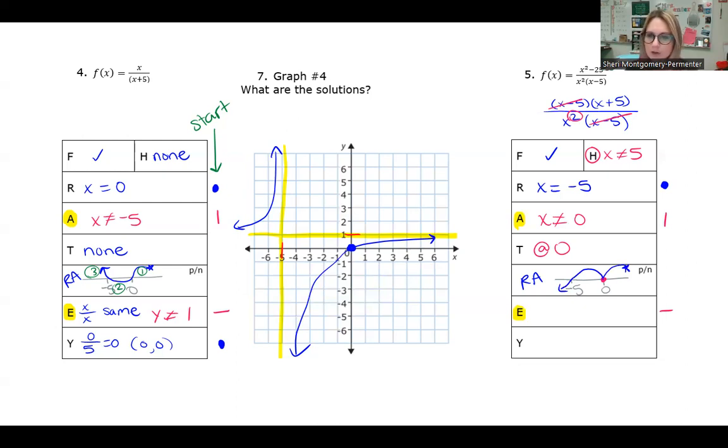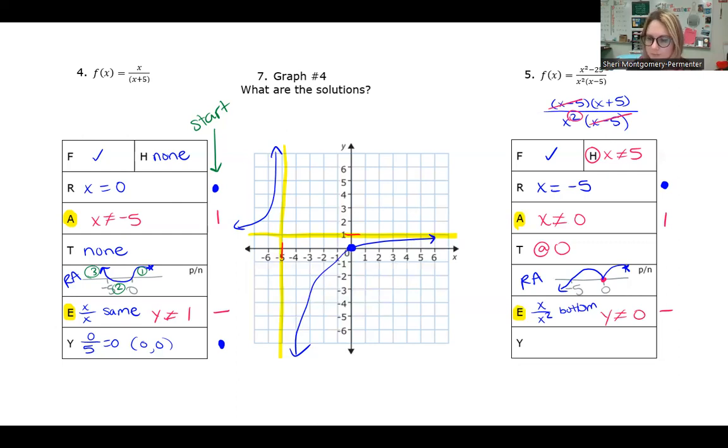The end behavior, looking at the function, how many X's are on top? Okay, fine, we can do that. You can do the simplified one. And how many are on the bottom? Okay, so you're bigger on the bottom. So y is not going to be equal to 0.